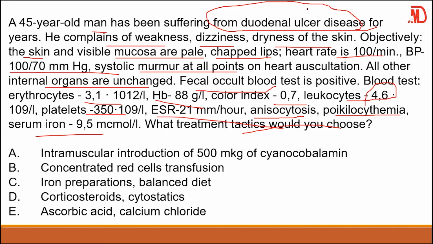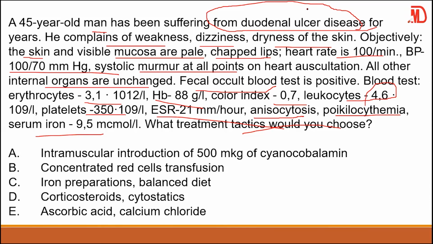Oh, true. Good. So we're thinking of B12 deficiency or iron deficiency. Now, if you talk about B12 deficiency, cyanocobalamin is actually another name for vitamin B12. If you're thinking of B12, what should be your color index, or what do you look out for? Your color index, isn't it? Like 1.2? It should be, yes, more than 1. Exactly. So your color index will be more than 1.